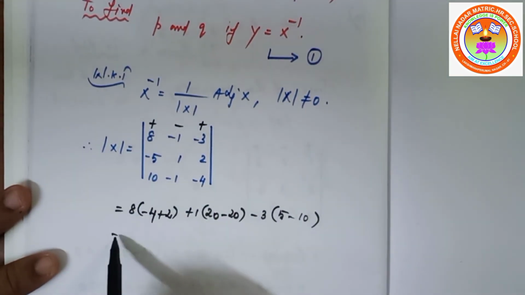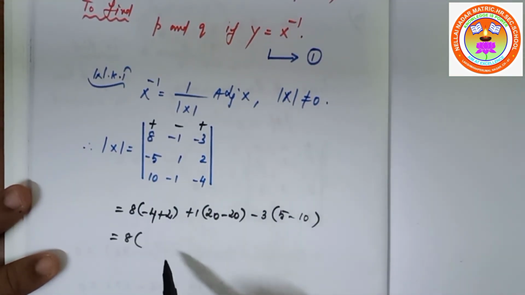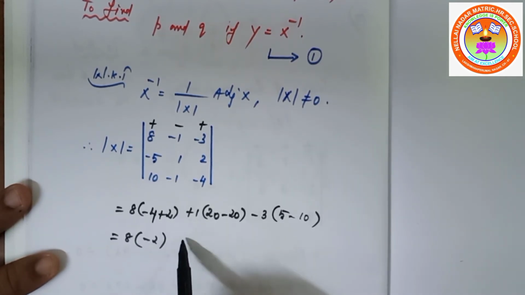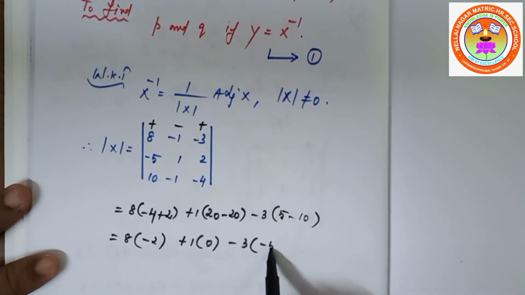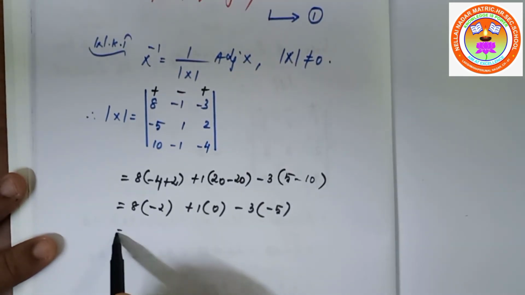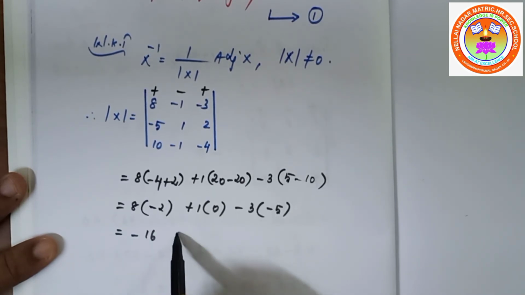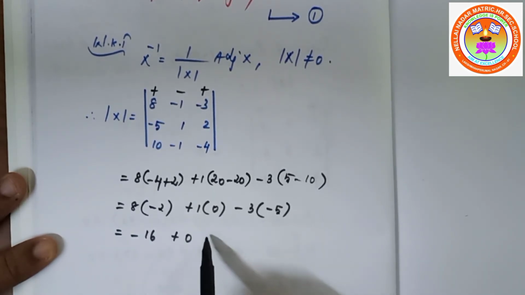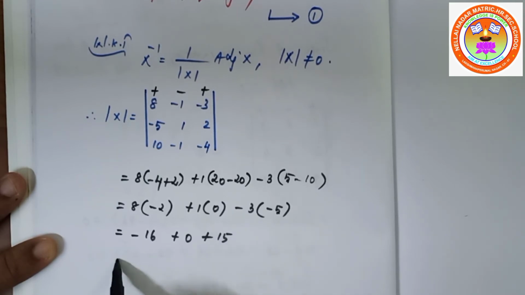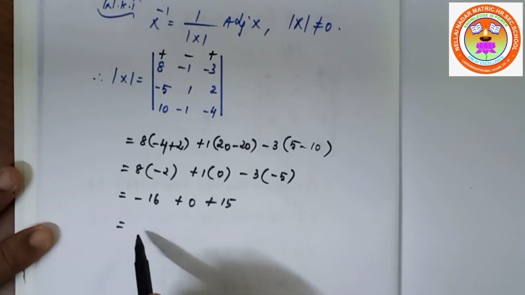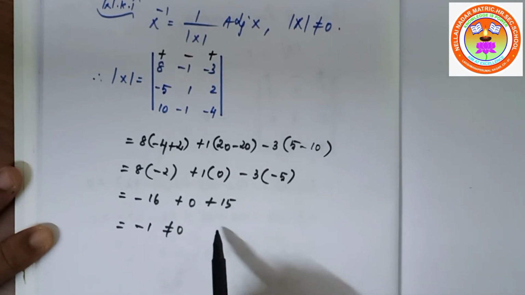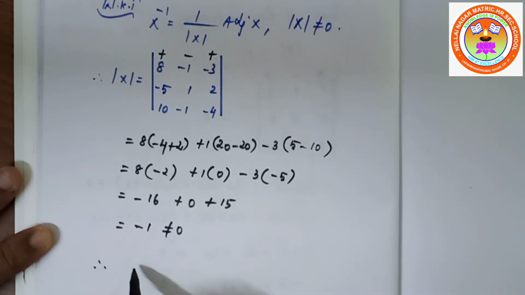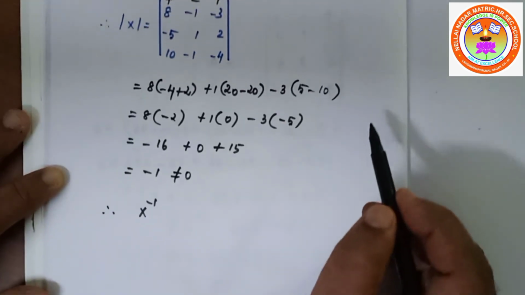That is equal to 8 into, together, minus 4 plus 2, that is minus 2, plus 1 into 20 minus 20, that is 0, minus 3 into 5 minus 10, that is minus 5, equals 8 into minus 2 minus 16, then 1 into 0 is 0, minus into minus plus 3 fives are 15, together minus 16 plus 15 is equal to minus 1, which is not equal to 0, so you can write that X inverse exists.